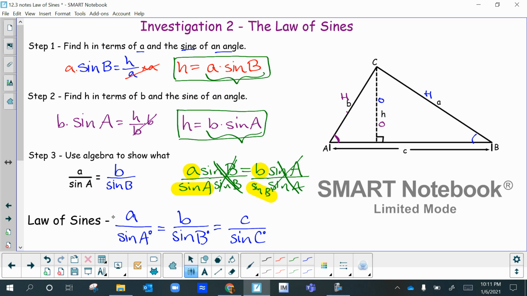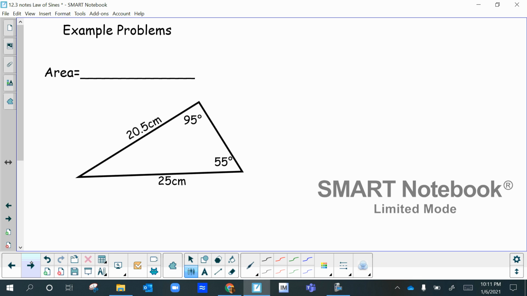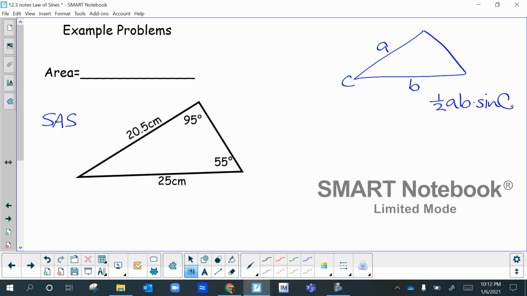So this formula, you do not have to memorize also. That's also on your formula chart. So let's try some example problems over here. So you'll notice it says find the area of this. Now remember what I said to focus on. Think of side, angle, side. So remember the formula kind of goes like this. If this is A and this is B, and that's angle C, all you have to do with that formula is do 1/2 A times B times sine of C.